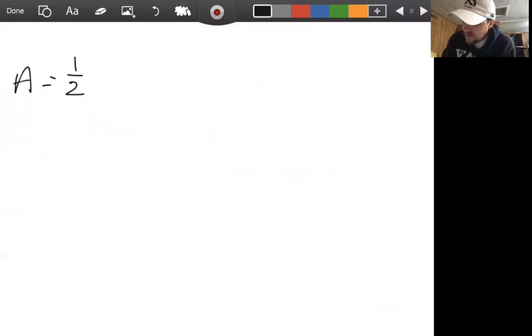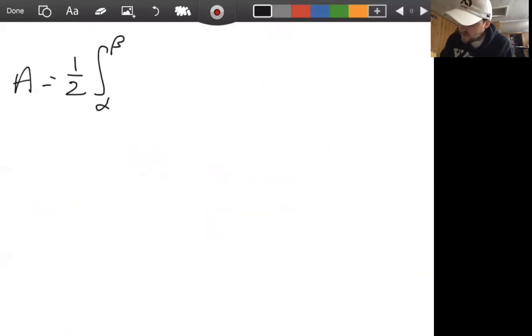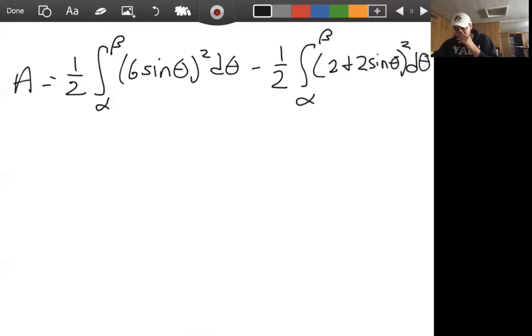So let's see what that would look like. We'll get A equals 1/2 integral from alpha to beta. Now what's the outer curve? It's the circle in this case, right? So it's 6 sine theta squared d theta, minus 1/2 the integral from alpha to beta of the inner curve, which was the cardioid, so 2 plus 2 sine theta squared d theta. And so now we have the integral set up. We just need to figure out what our bounds are.